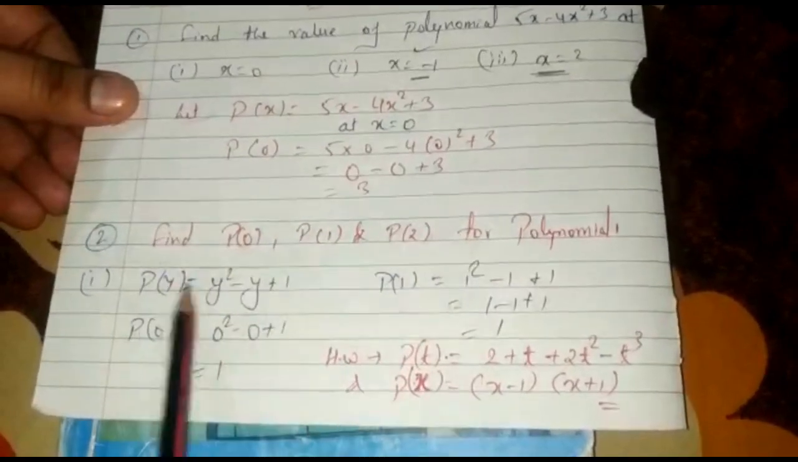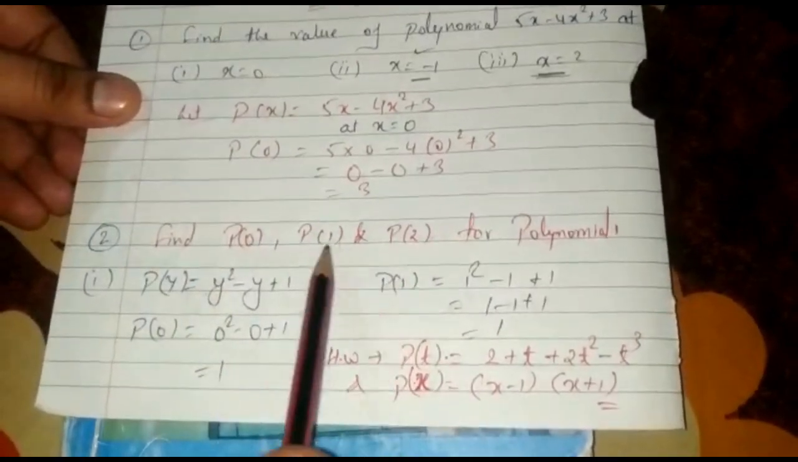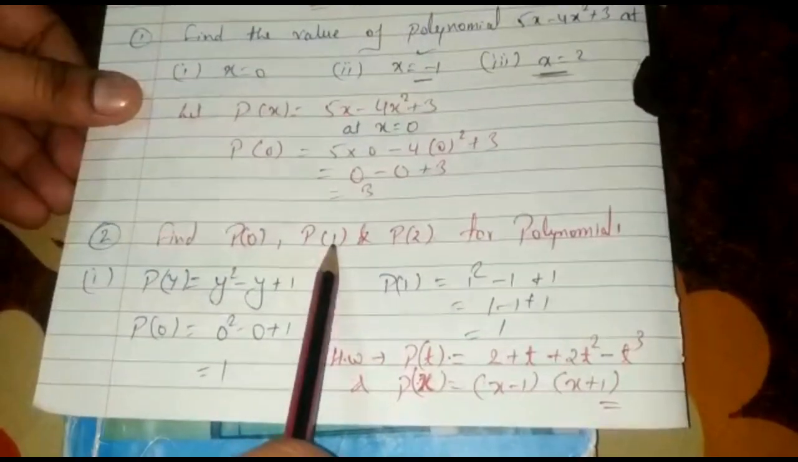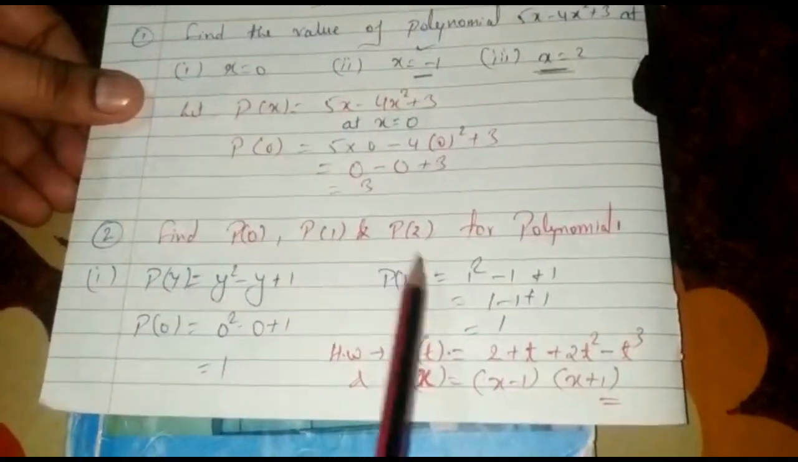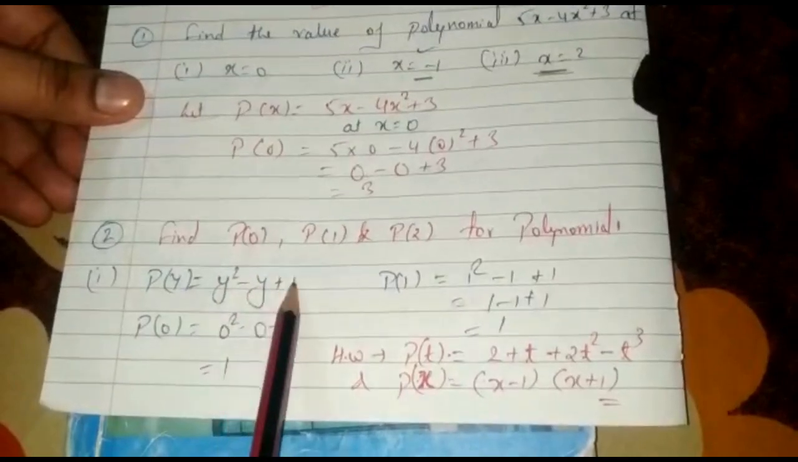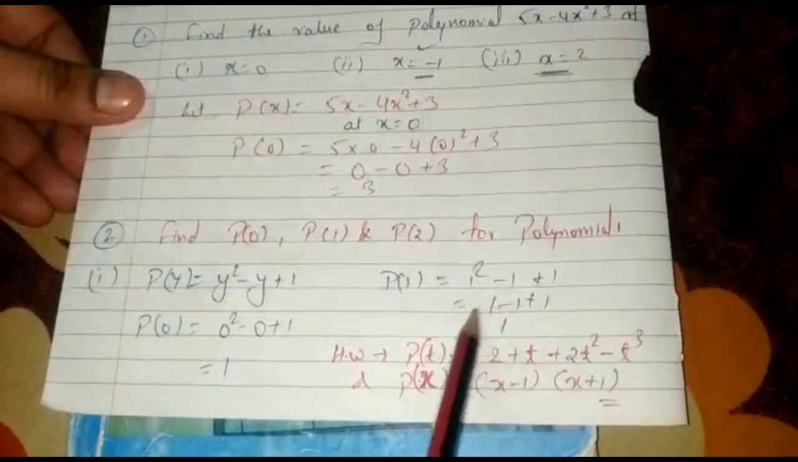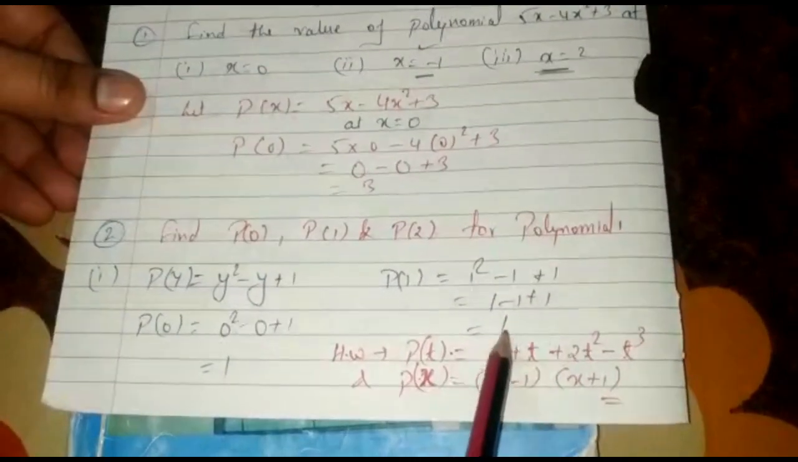And the same polynomial we have to find out at y equal to 1, because the value of the variable is 1. So p of 1 will be equal to 1 square minus 1 plus 1. 1 square will become 1. 1 minus 1 cancel, 0. 0 plus 1 will be 1.